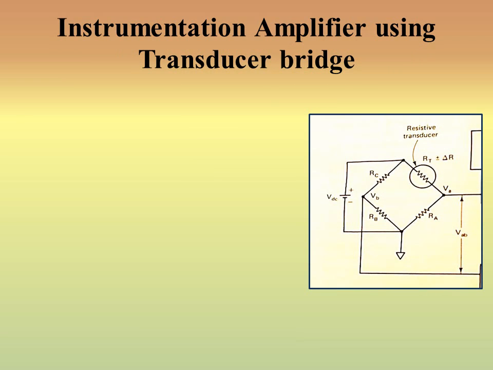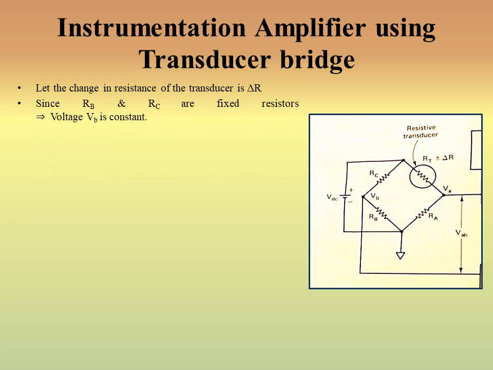Now again we'll take this bridge circuit. Initially we considered that the bridge is in balanced position, and in that case RC upon RB is equal to RT upon RA. Now if the physical quantity that the transducer is measuring changes, that will produce some change in the resistance of the transducer. Now let this change of resistance in the transducer be delta R. Then what happens?